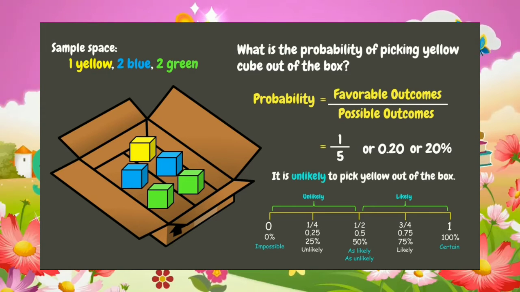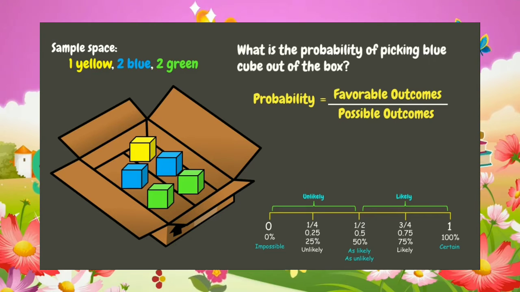So, how can we say it? Because 20% is closer to 0% than 50%. So, it is unlikely to happen. Very good. So, what is the probability of picking a blue cube out of the box?